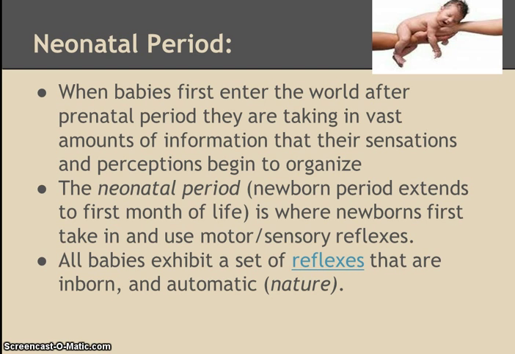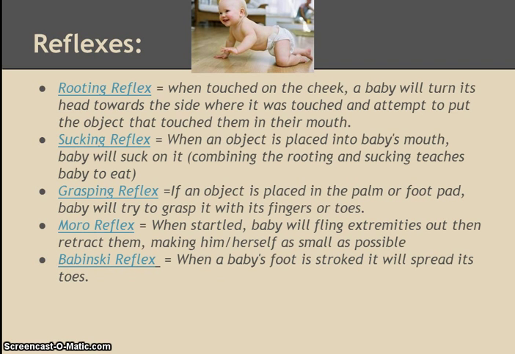And so you have a set of reflexes that are inborn. All of these are automatic. So things like a rooting reflex. When you touch a baby on the cheek, they're going to turn their head towards the side where it was touched, and they're going to try to put it in their mouth. They're going to try to suck on it. Both the rooting reflex and the sucking reflex are for survival because, again, you need that to suck on a bottle or a nipple or however you are feeding the baby. The grasping reflex: whatever you put in the baby's hand, they're going to try to grasp it.